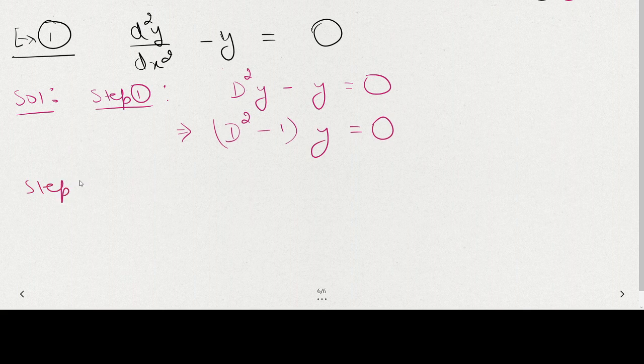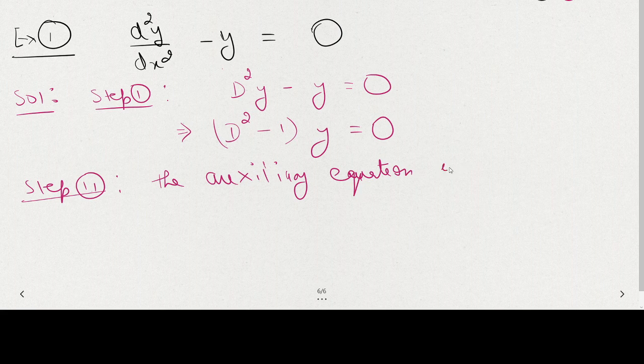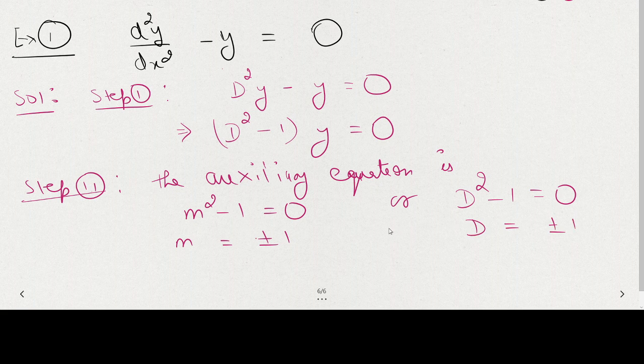Now step 2, write down the auxiliary equation. The auxiliary equation is m^2 minus 1 is equal to 0, or you can use the operator also. So m will be plus minus 1, or D is equal to plus minus 1. You can write in any of these forms.